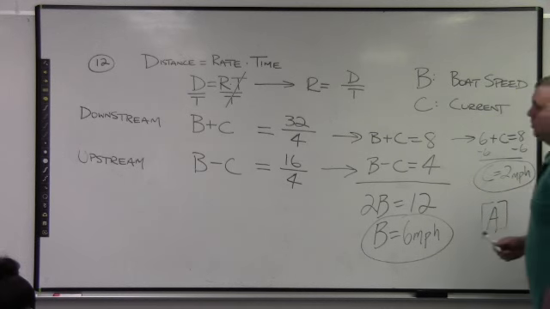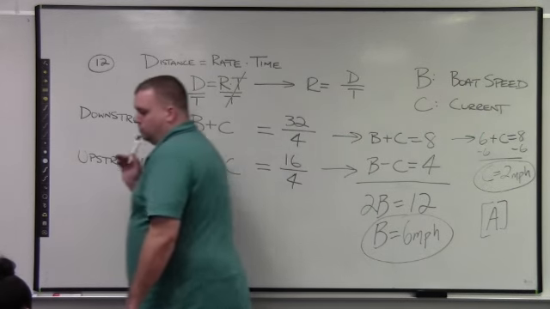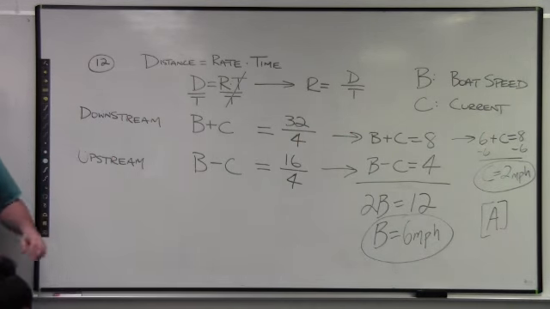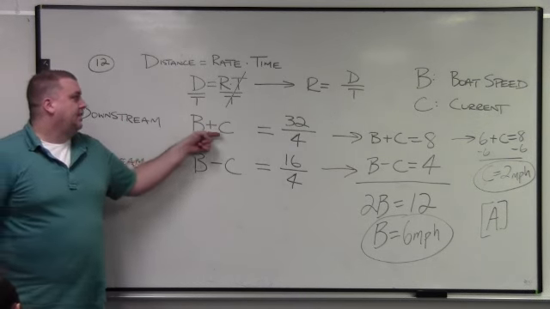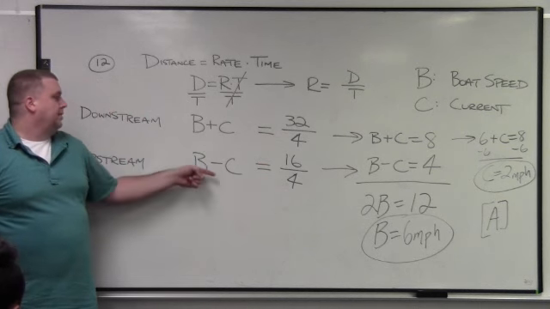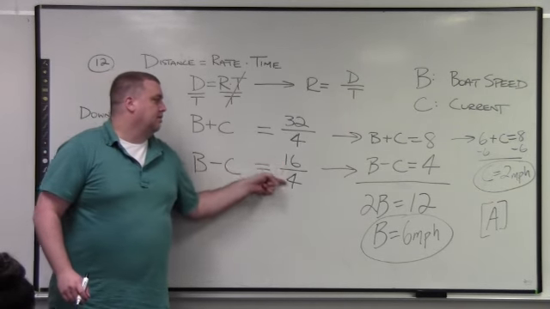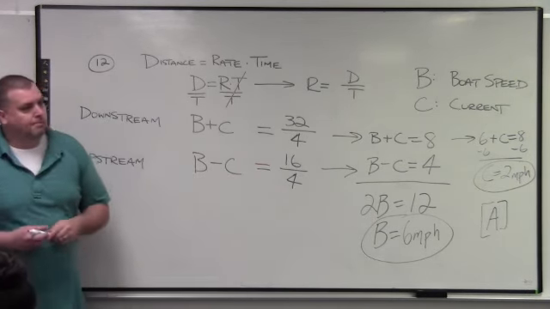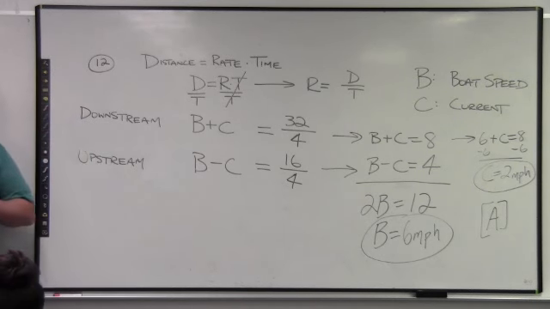Anytime we have that situation where we're looking for the speed of the boat or the speed of the current, use that setup. You can just use B plus C equals the downstream case, distance over time. Upstream, B minus C equals the distance over time. You end up with a really pretty easy elimination problem to work. Any questions on that?